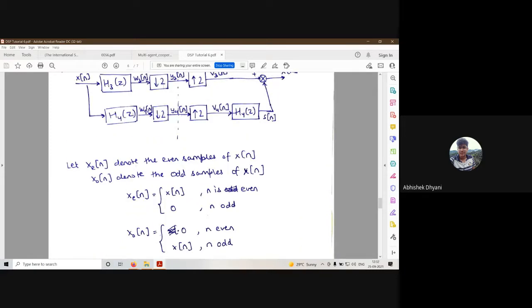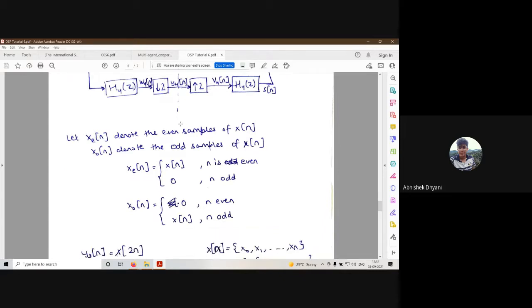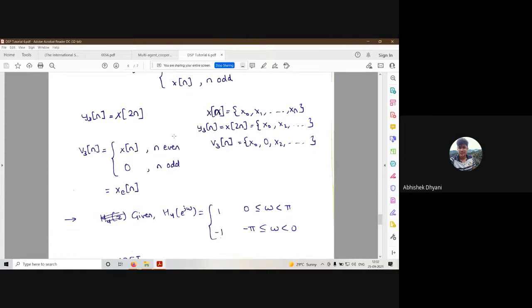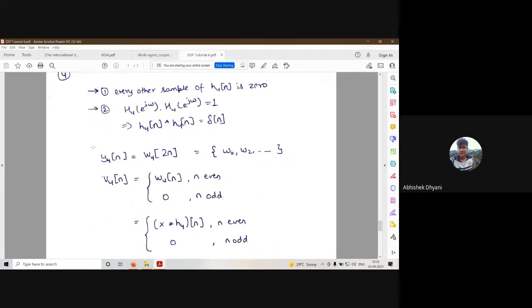What W4n, Y4n, and V4n will be. So V4n is clearly just W4 of 2n, and similarly, V4n is Y4 of n by 2. So let's look at that more clearly. First of all, I said that V4n is nothing but W4 of 2n, which means that all the alternate values of W is V4n. Then, sorry, is Y4n.